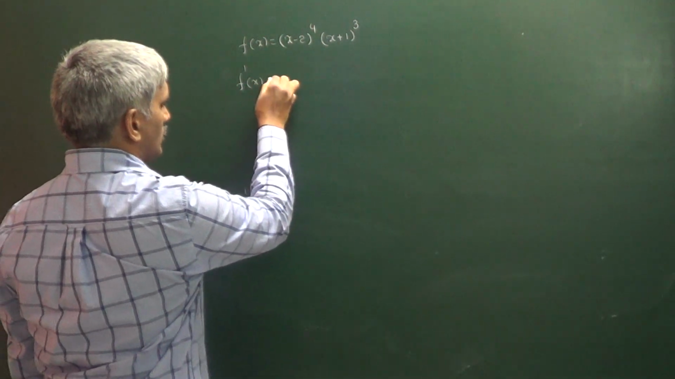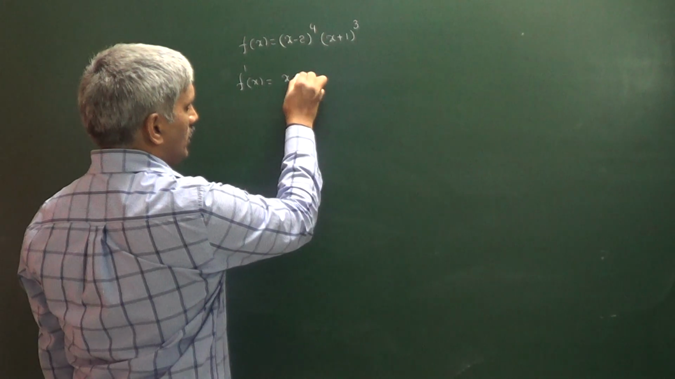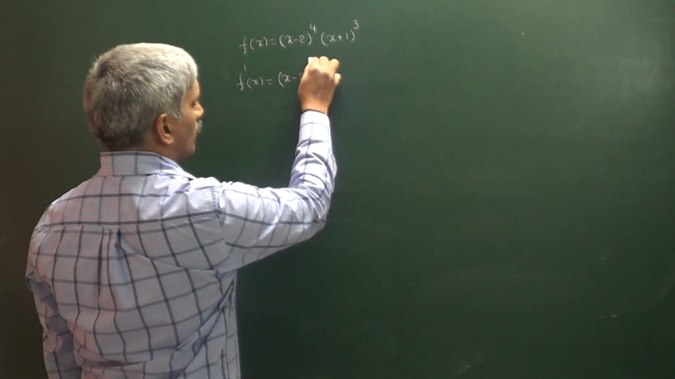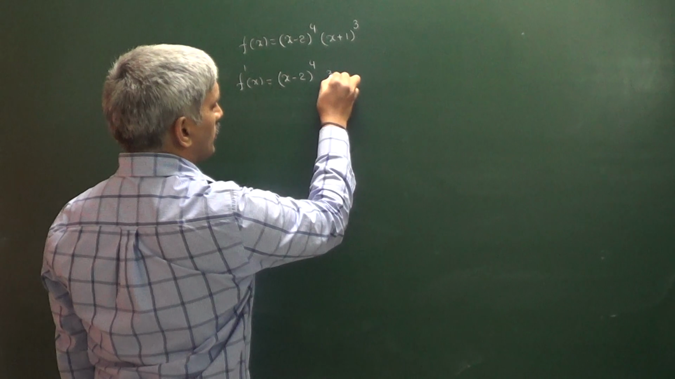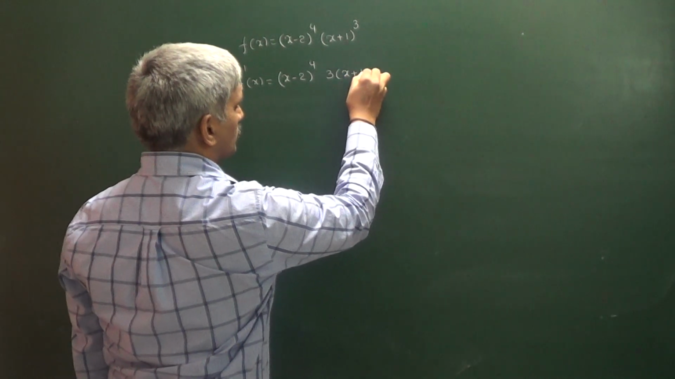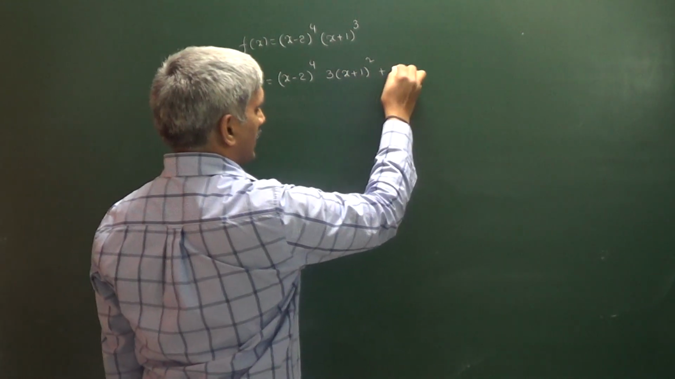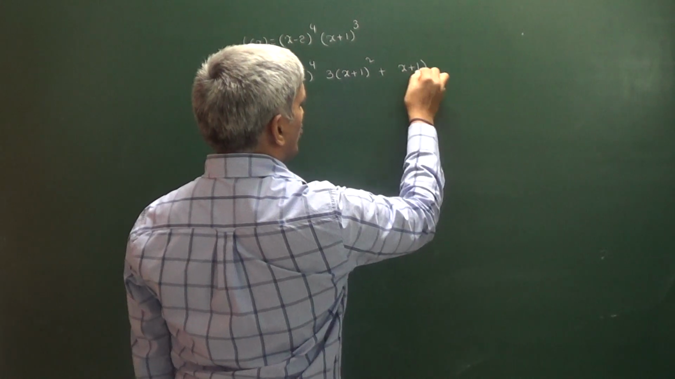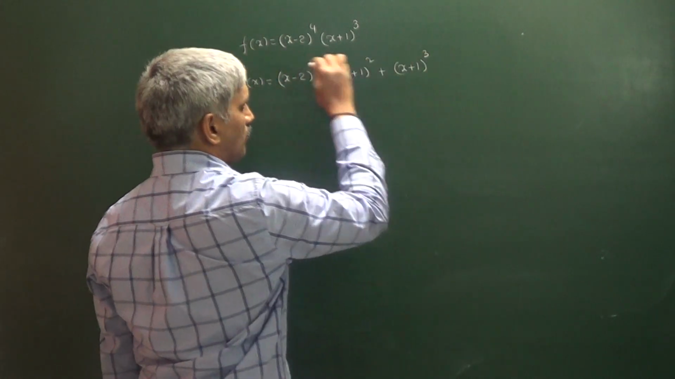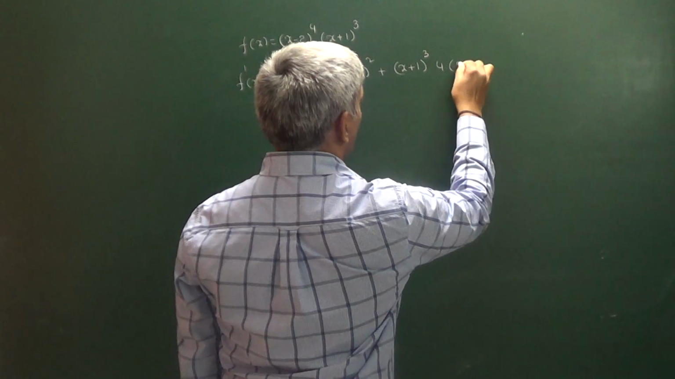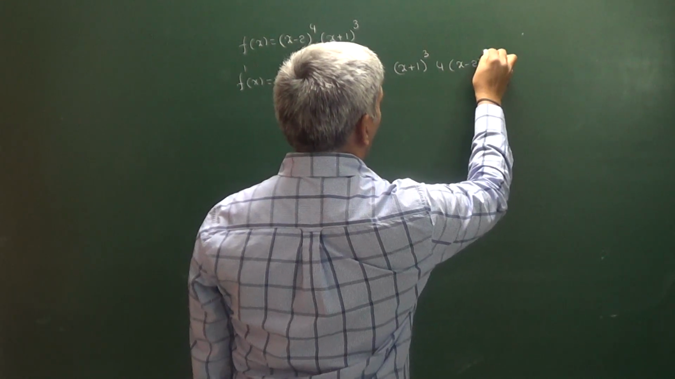f dash of x is equal to, we have to apply the UV rule. (x minus 2) to the power of 4 into the differentiation of (x plus 1) cube, which is 3 into (x plus 1) whole square, plus again (x plus 1) cube into the differentiation of (x minus 2) to the power of 4, which is 4 into (x minus 2) whole cube.